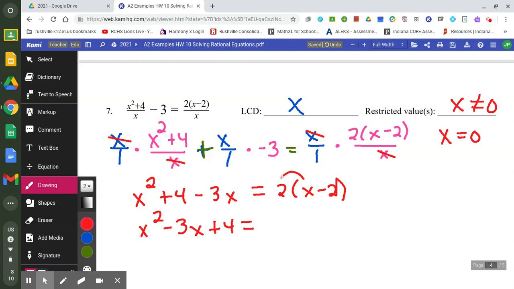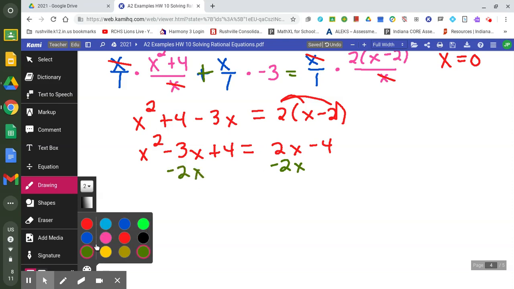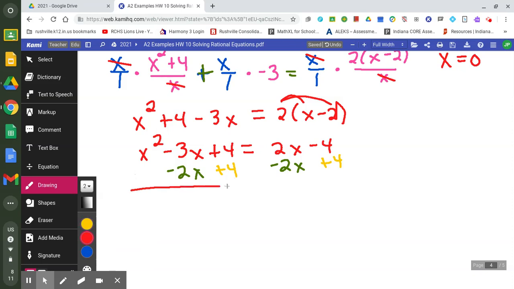And now I have to distribute. So 2x minus 4. I'm going to subtract 2x from both sides of the equal sign, as well as adding 4 to both sides of the equal sign. So now I have x squared minus 5x plus 8 equals, and all that cancels, so equals 0.